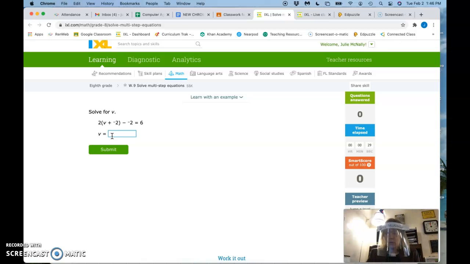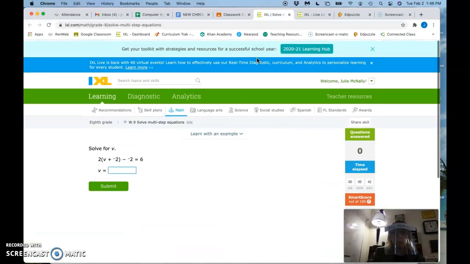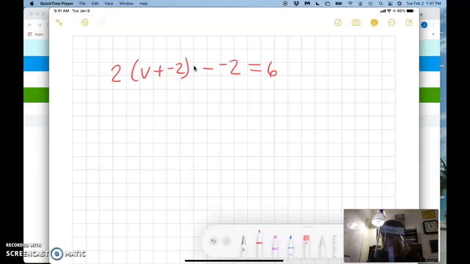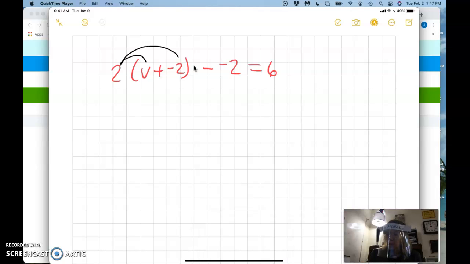So it's 2v plus negative 2 minus a negative 2 equals 6. What I'm going to do is show you how to solve this problem. The first thing I have to do is distribute whatever's on the outside of the parentheses to everything that's on the inside of the parentheses.